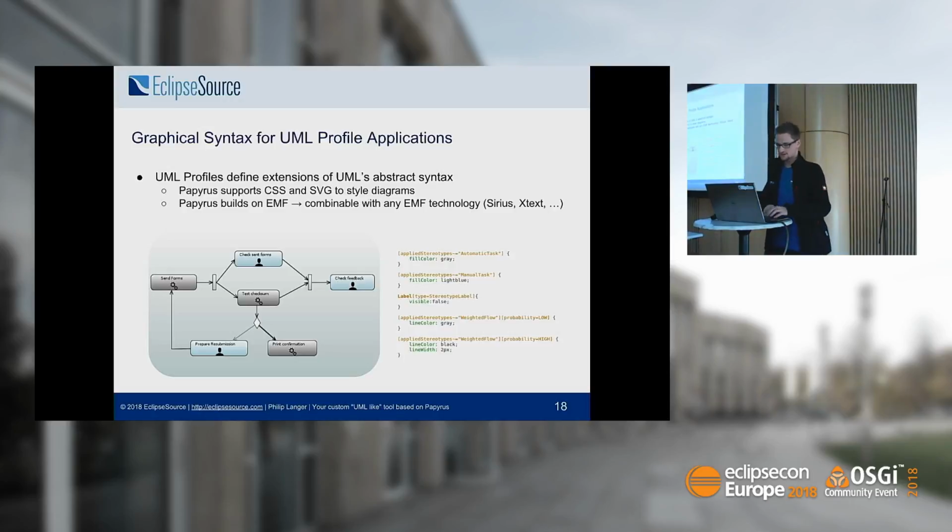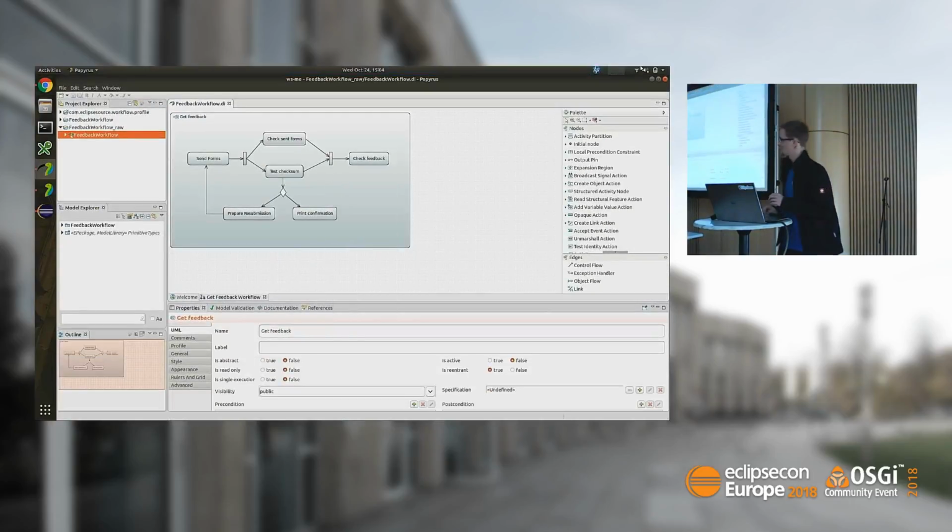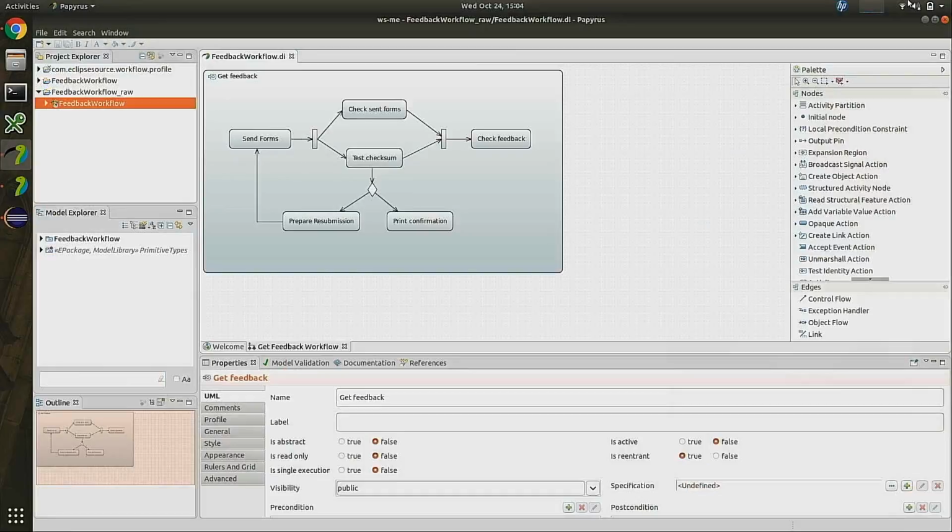So let's look at how it looks in the tool. What I've prepared is a normal UML activity diagram. You see, this is just a normal activity diagram editor. We have all the different elements that we could add to an activity on the right-hand side in the palette. And what we would like to do now is to specify such a profile so that we can extend UML and add our domain-specific concepts.